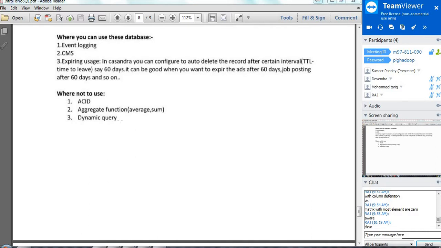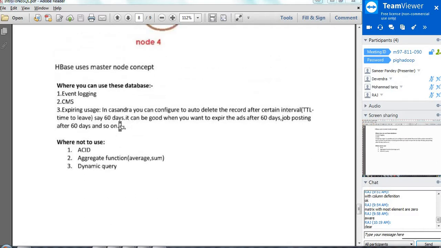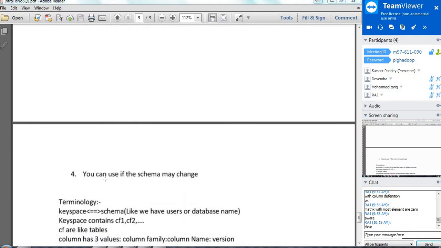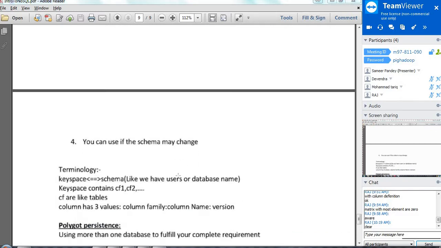Then where does the concept of dynamic query come in? What is the meaning of dynamic query? Suppose you have written a program in SQL, and in that program you are generating your query dynamically on the basis of some input and value every 5 or 10 seconds. So different queries get generated in order to fetch the data. That is really not ideal, so in that situation we cannot use this column family. Also, you can use HBase where the table schema keeps on changing.